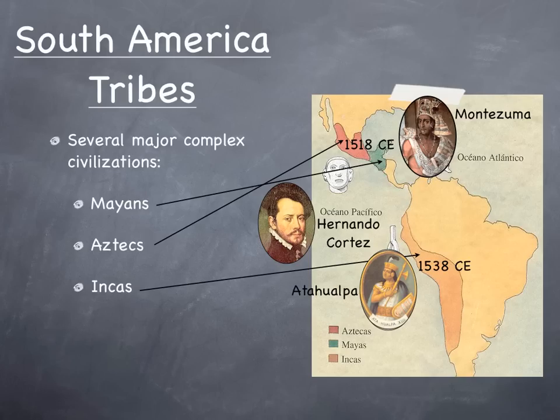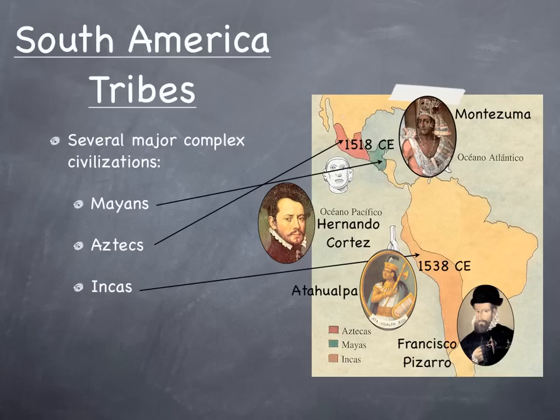He gained the empire during the 1530s by defeating his brother, killing his brother, and taking over control of the Incan Empire. And their empire comes to a close when Francisco Pizarro shows up. He is also a Spanish conquistador, and he happens to bring about the end of the Incan Empire.